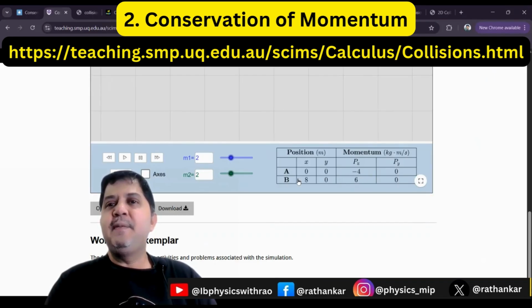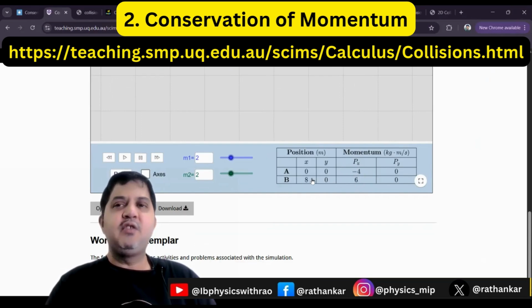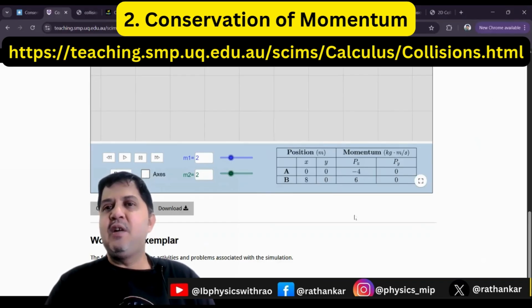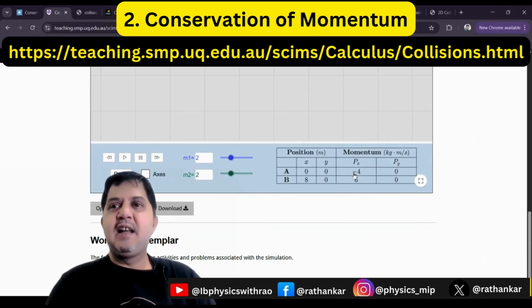Now you see the object A has a momentum of -4 and the object B has a momentum of +6. You can ask them initially to write down the values of A and B before collision and after collision. As you observe the momentum, the momentums have been exchanged. Earlier, this had -4, this had +6. Now this has become -4, this has become -6. So thus we can very clearly say the momentum has got exchanged.